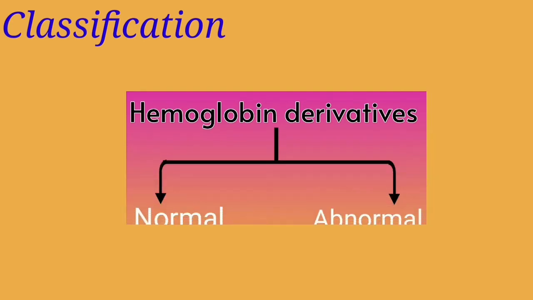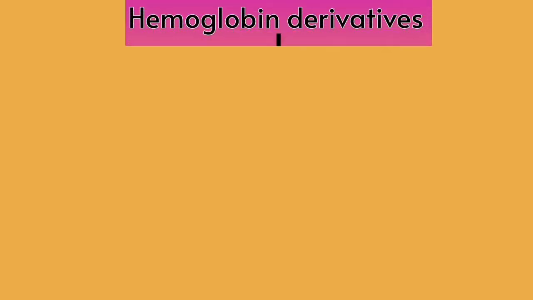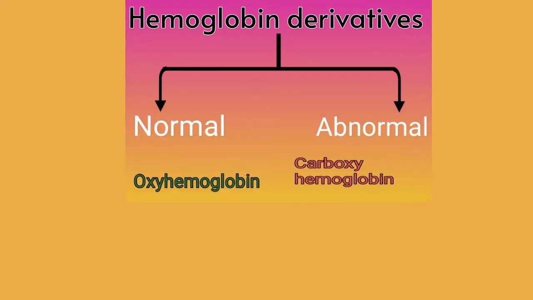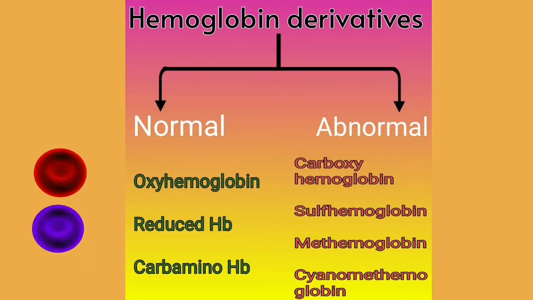Classification of hemoglobin derivatives. These are basically classified into two types: normal hemoglobin derivatives and abnormal hemoglobin derivatives. Normal hemoglobin derivatives include oxyhemoglobin, reduced hemoglobin and carbaminohemoglobin.